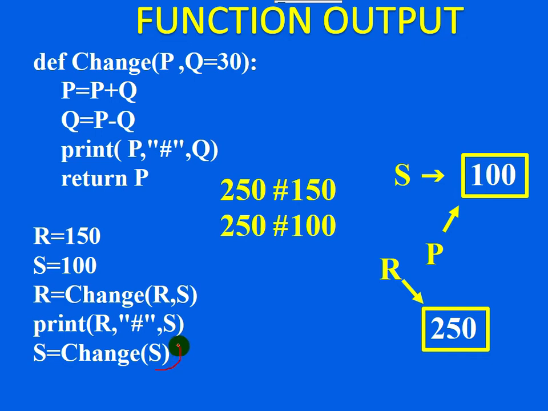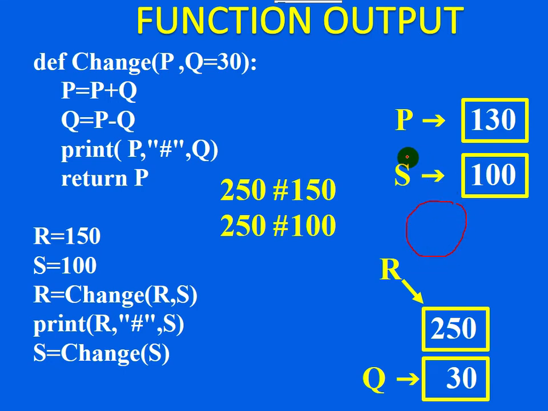Now the second argument is not given. So this default value comes in variable Q, or Q points to the integer data 30. You can see now Q points to the integer data 30. Now P is equal to P plus Q. So assignment operator, right hand side should be assigned to left hand side. What is P? 100. What is Q? 30. So 100 plus 30, 130. P is pointing to the integer data 130. So you can see this one goes and here P is pointing to the integer data 130.